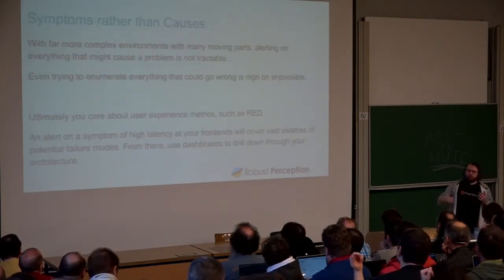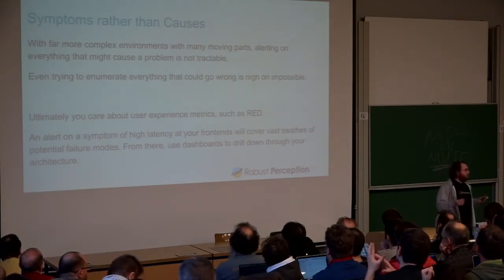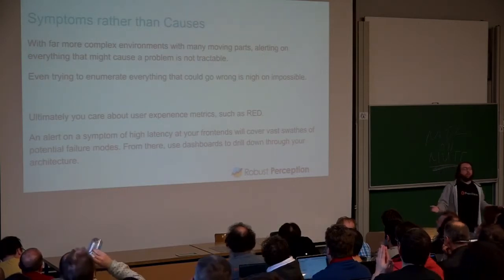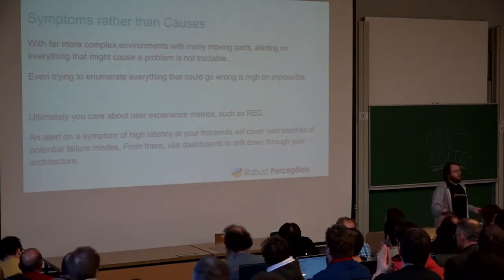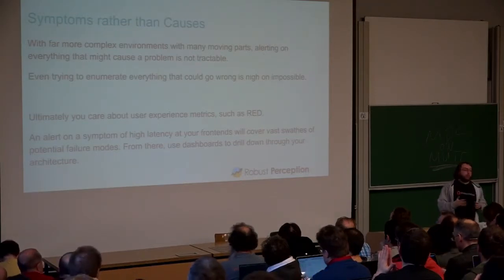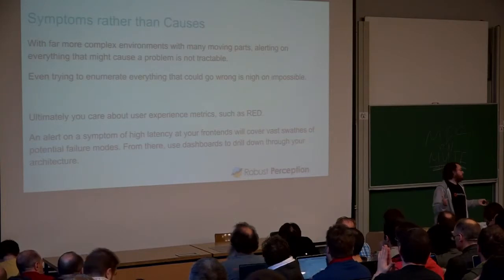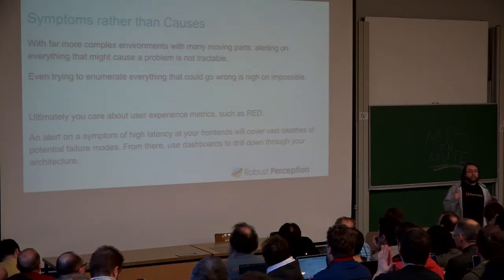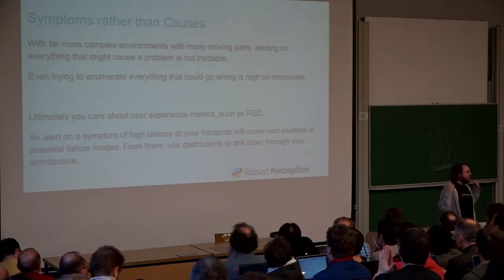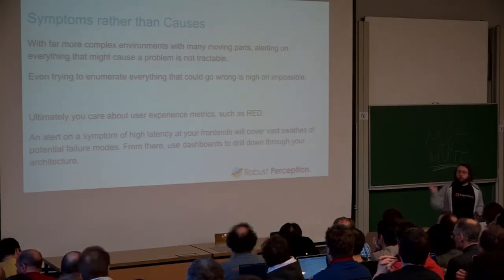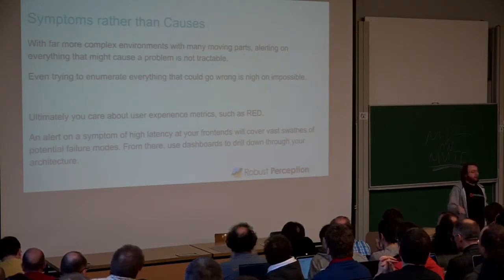And this brings me to a more general point, that we're in environments now which are far more complicated than any one human mind can handle. We've got far more moving parts, we've got all these network overlays, the kernel is getting more and more complicated, the applications are more complicated, we've got all these middlewares. There are so many moving parts, and they're changing so much over time, that alerting on everything that might pose a problem is just not practical. You can't do it, it's a Sisyphean task. Even trying to enumerate and list everything that can go wrong is not going to work.